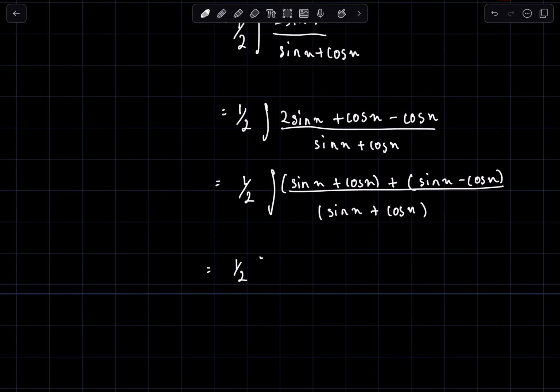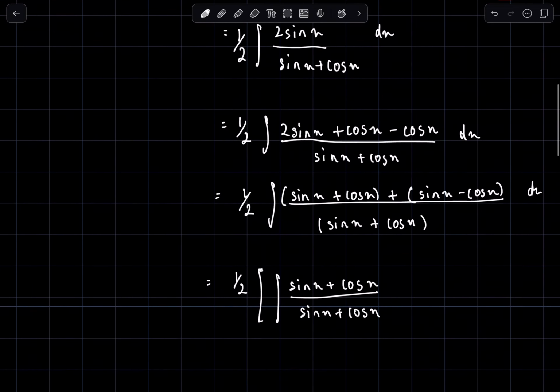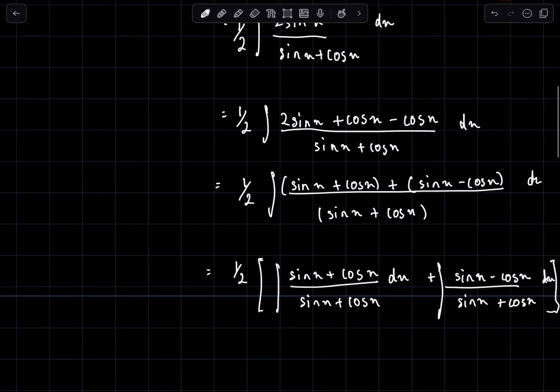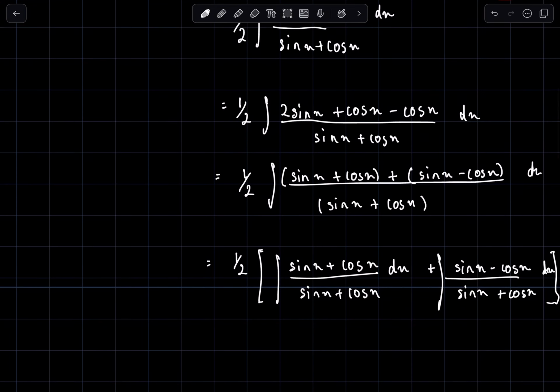So half of the integral of sine x plus cos x divided by sine x plus cos x. By the way, this is dx. I didn't write the dx here, and I sure didn't write it here. So dx plus sine x minus cos x divided by sine x plus cos x. Of course, this is the integral dx, correct? Because half needs to multiply it across. Now I think you can all agree with this, right?